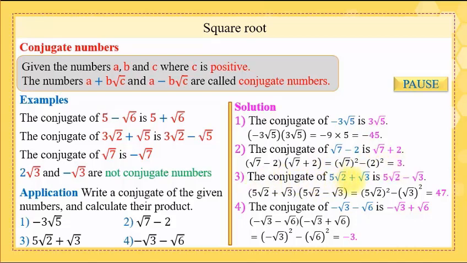The conjugate of 5 radical 2 plus radical 3 is 5 radical 2 minus radical 3. Also here we change the sign only for radical 3 and we keep the sign of 5 radical 2. And then we multiply to get 47. The conjugate of minus radical 3 minus radical 6 is minus radical 3 plus radical 6. Here also we change the sign of radical 6 from minus to plus and we keep the sign of radical 3 minus. Of course, we can keep the sign of radical 6 minus, but change the sign of radical 3 from minus to plus. And then finally we multiply these numbers to get minus 3.